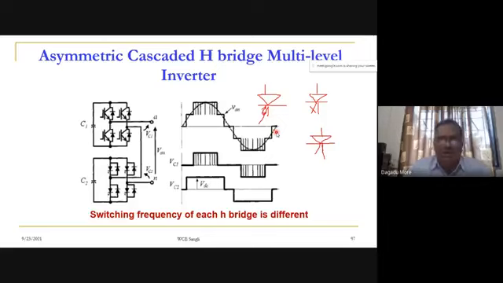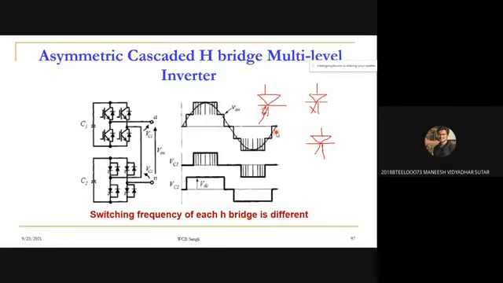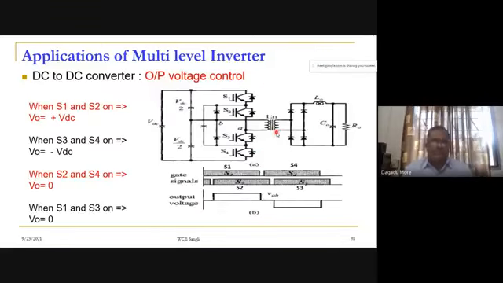So this is all about the multi-level inverters. We have discussed the three topologies of the multi-level inverter. First is diode clamped multi-level inverter, second is flying capacitor multi-level inverter, and third is cascaded H bridge multi-level inverter. And now we are going to discuss the applications of this multi-level inverter. Any questions, general doubts regarding multi-level inverter? So we discussed three topologies. We'll share the PPTs. Any question? No, sir. So let us go for our applications.